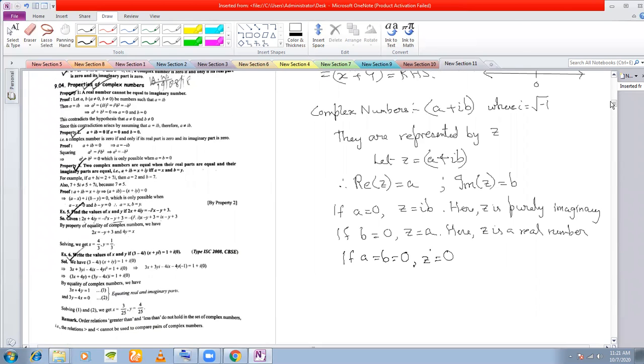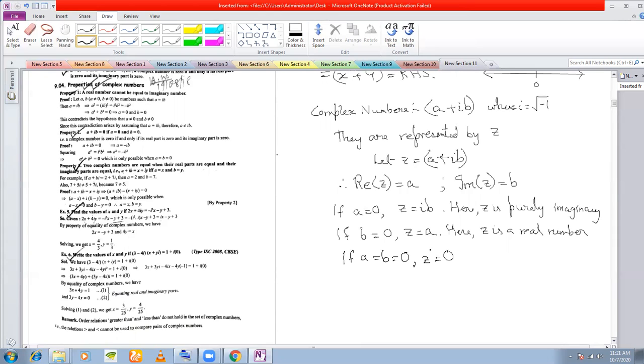Now next we come to properties. If you see, the properties are listed here in the book, not too difficult, very easy to remember. The first is that a real number cannot be equal to an imaginary number. They have given the proof, no need to remember the proof. Just remember that any real number cannot be equal to an imaginary number. Only an imaginary number can be equal to an imaginary number. Okay.